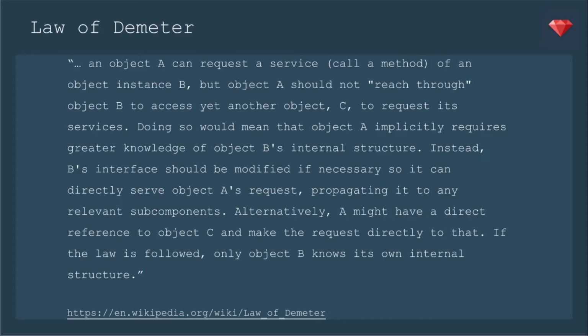Doing so would mean that object A implicitly requires greater knowledge of object B's internal structure. Instead, B's interface should be modified, if necessary, so it can directly serve object A's request, propagating it to any relevant subcomponents. Alternatively, A might have a direct reference to object C and make the request directly to that. If the law is followed, only object B knows its own internal structure.